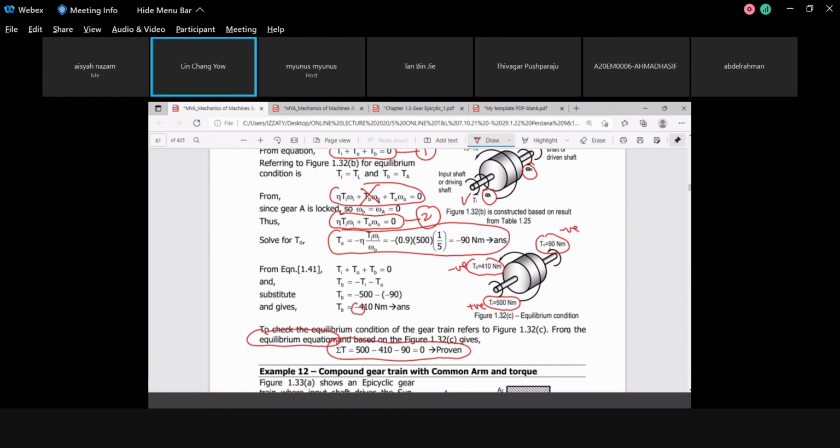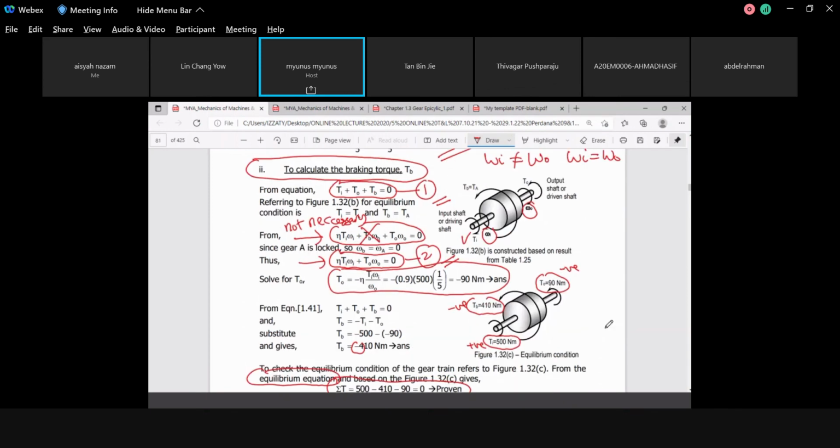Doctor, for the equation that you put the X mark, that means we no need to memorize that equation, right? Yes, this one not necessary. You jump to this one. So that's why I put equation number 1, equation number 2. But of course, in theory, you need to know that for the equilibrium condition, you need as such. But as you lock part of the gear, this one becomes 0 because omega B will become 0.